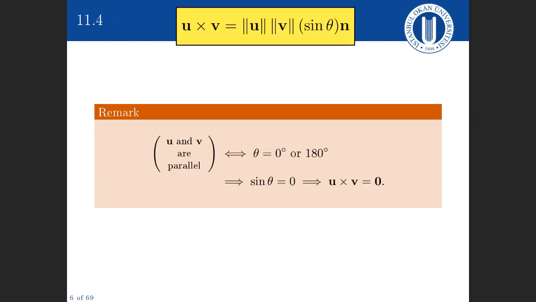If U and V are parallel, that means either the angle between them is 0 or the angle between them is 180 degrees. Then we must have the sine of theta is 0, because sine of 0 is 0, sine of 180 is 0. So in our formula at the top, if sine is equal to 0, then U cross V is equal to 0.